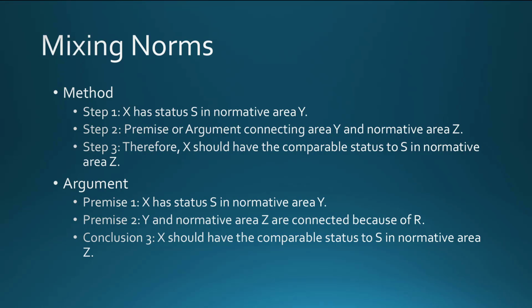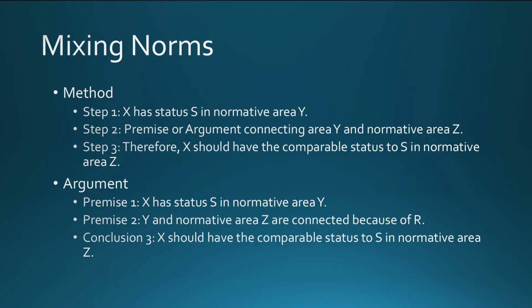The idea is to establish that what you're talking about has a particular status in one area. Then you need to have a premise or argument linking the area you're talking about to the one you want to connect it to, and then draw the appropriate conclusion. Now, the argument would typically look like this, laying it out formally. Premise 1 would be that you establish that X has status S in normative area Y, and this can often be fairly easy.